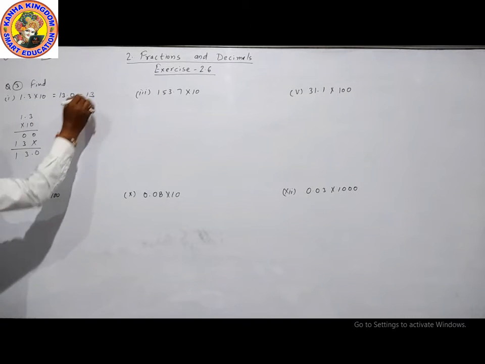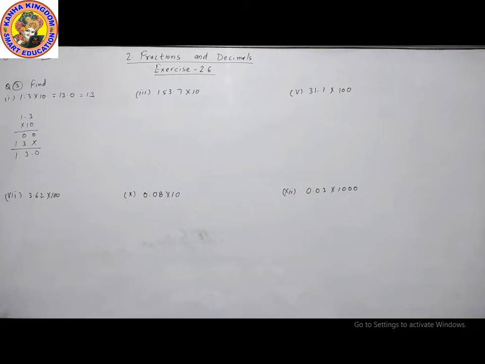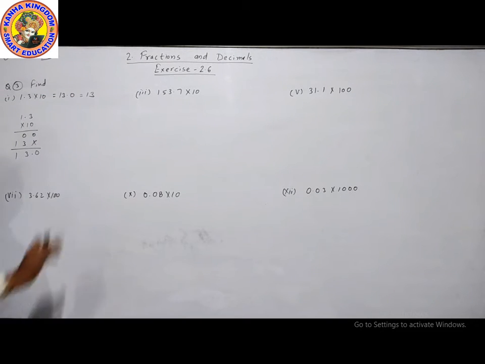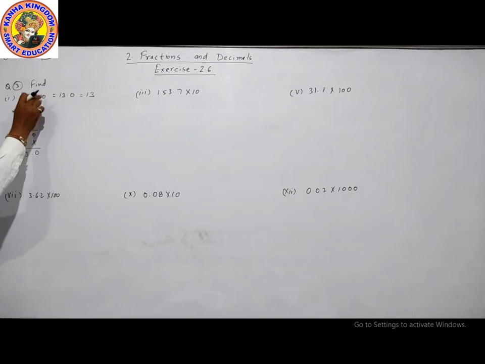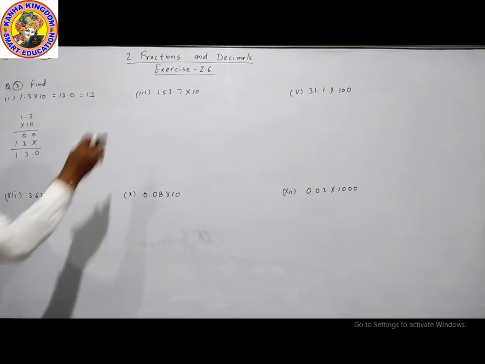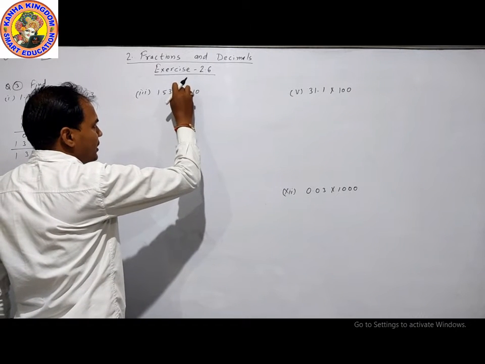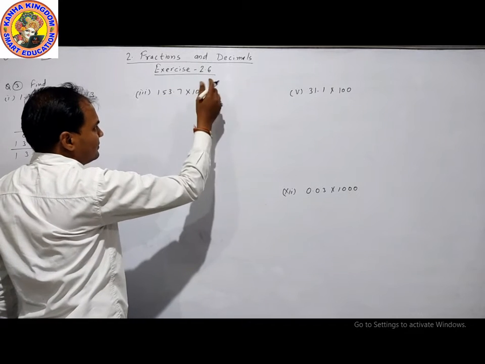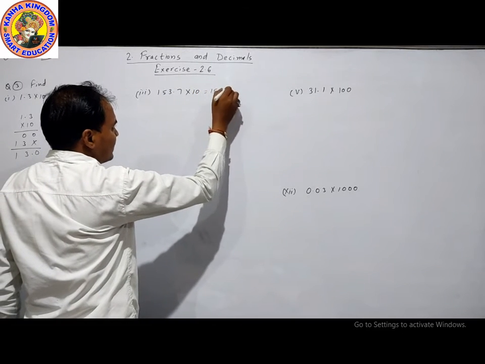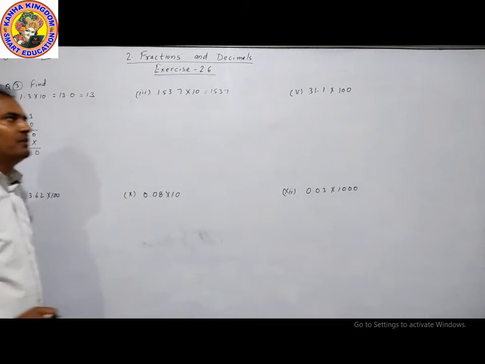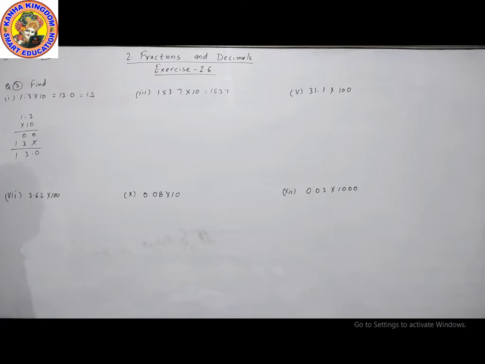Or we can say this is 13. 13.0 means 13. If we have 0 in the decimal part, we will remove it. Directly we can say that with 10, the decimal point will shift by one digit. So this decimal point will come after 7. 1537. The decimal point is here, but there is no digit after it, so we do not use the decimal point.